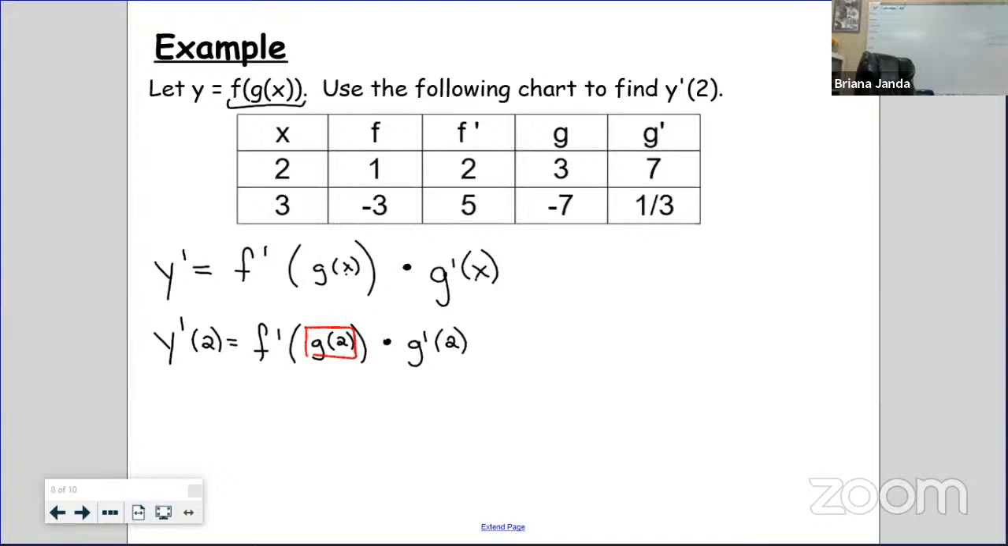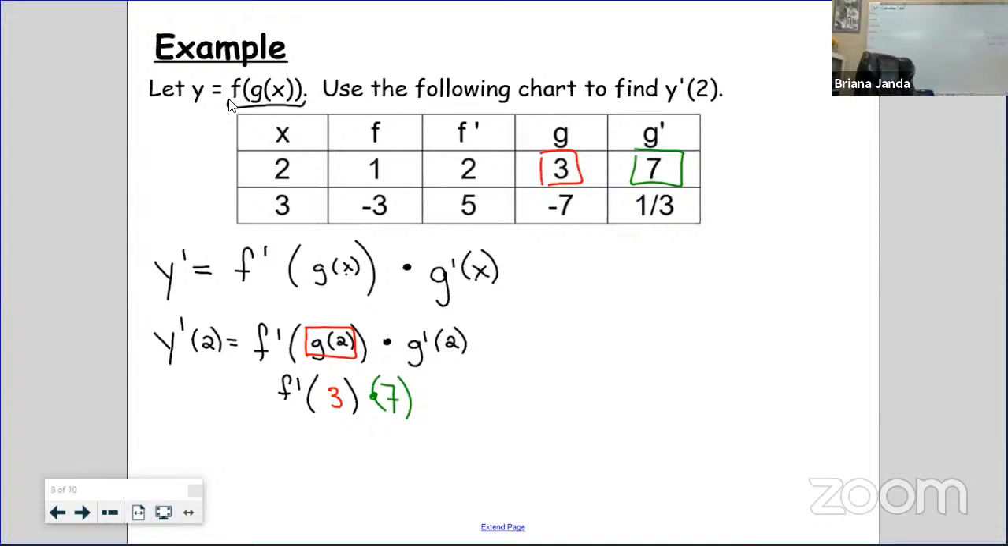g of 2 is 3, right? So I can replace this with 3. It equals 3. On the outside of that is still f prime. g prime of 2 is 7. So notice the difference between g of 2 and g prime of 2. That's just a 7, okay?